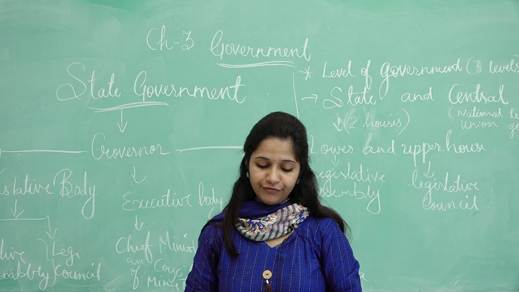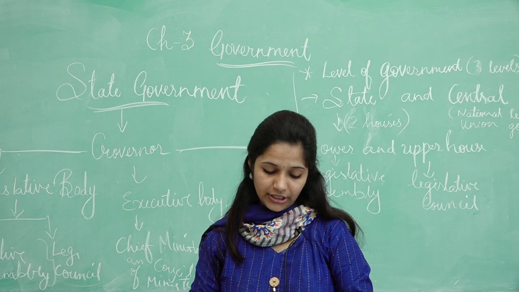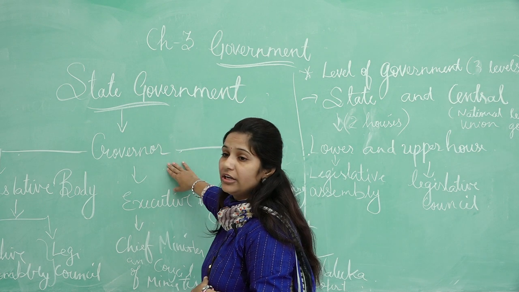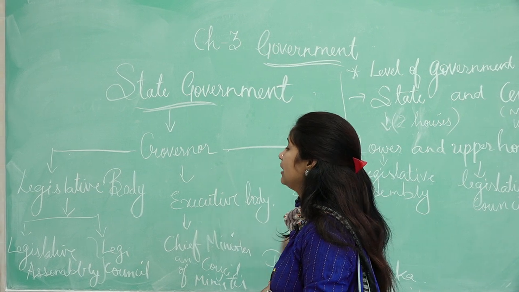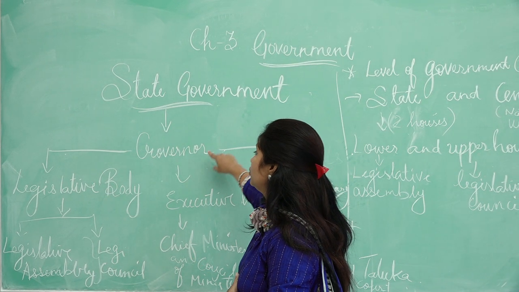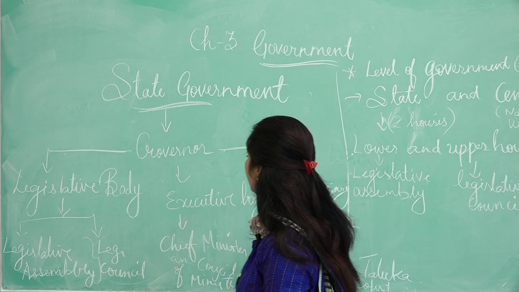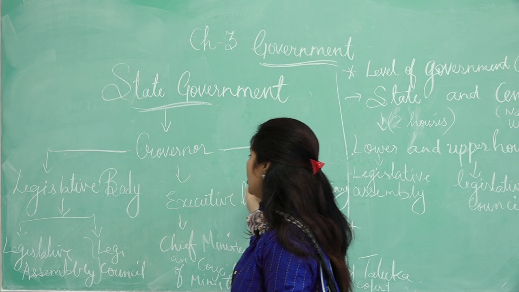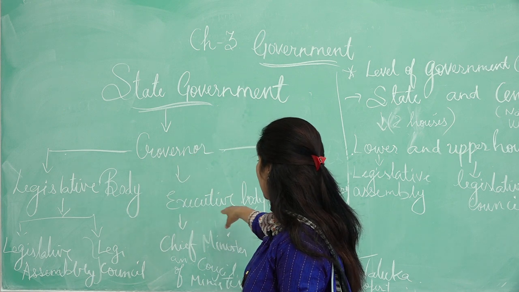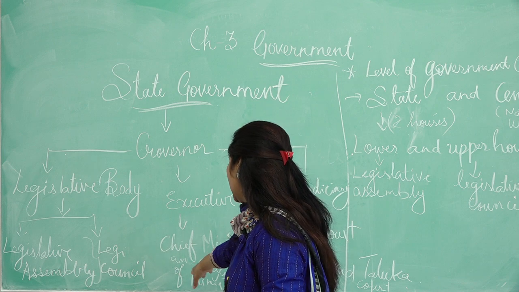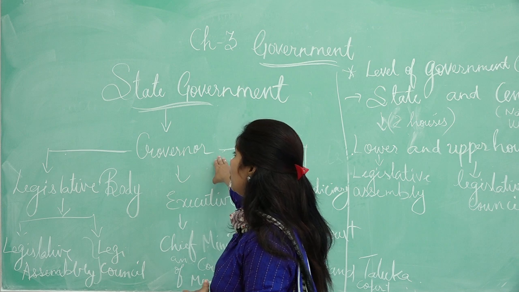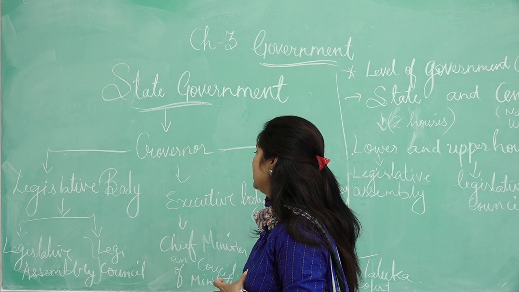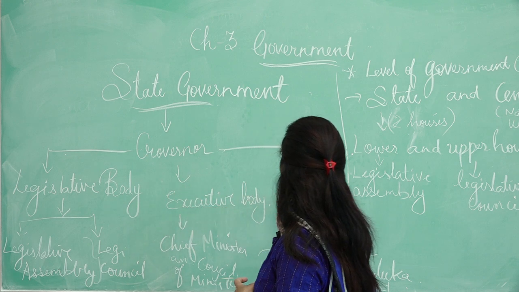Now we can see here the different parts of the state government and how they work. The governor is also part of the state government. These are the different sectors and levels which engage with the state government. The governor is linked with the legislative body and judiciary. The governor is also engaged with the executive body, that means the chief minister and council of ministers. So the governor is linked with the executive body, legislative body and judiciary.